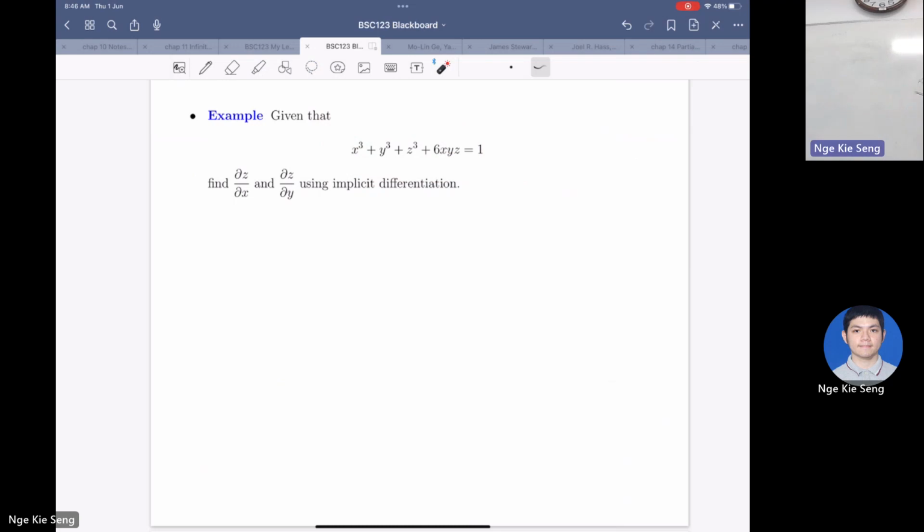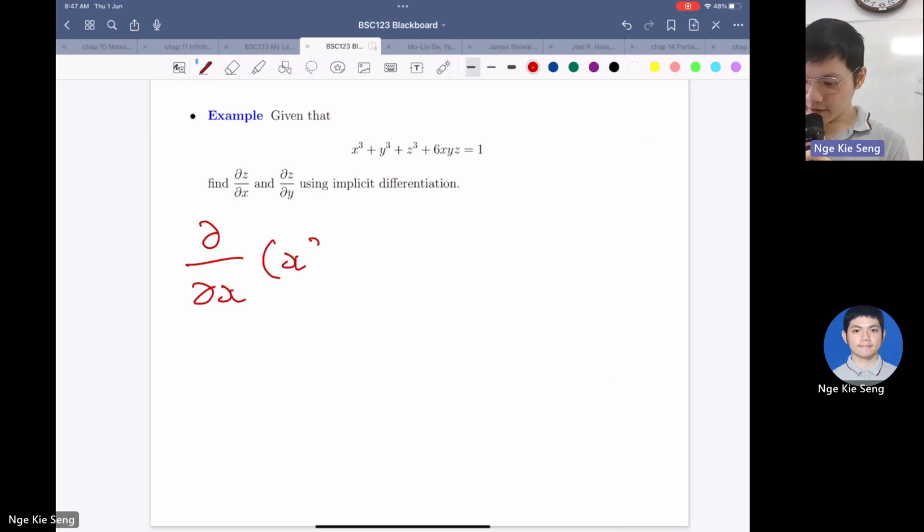This is not quite a level surface, because you have 3 variables. If you define it as a function, then you have 4 variables. If you cut one dimension, you have 3 dimensions, so this is a level solid. So how do we do this? If you want to do implicit differentiation, you want to differentiate the whole thing with respect to x, for example.